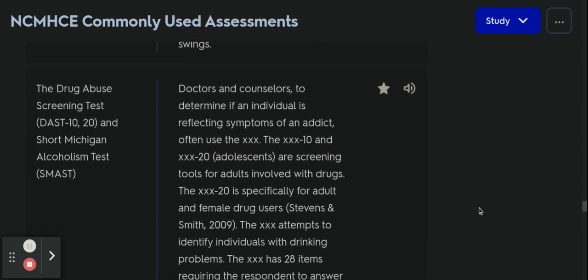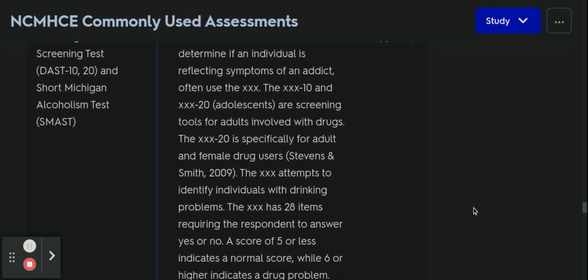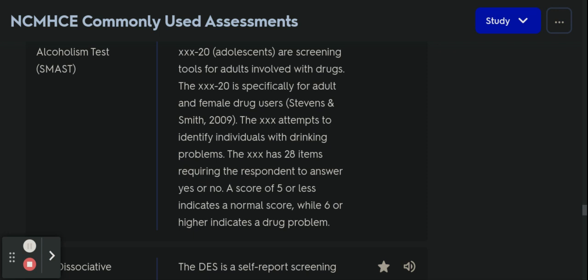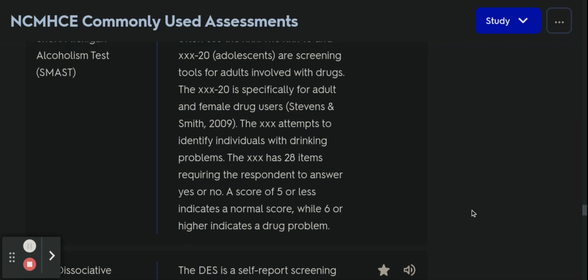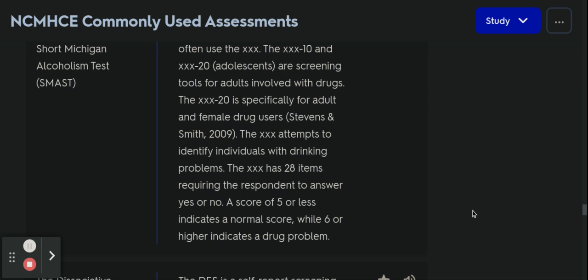The Drug Abuse Screening Test, DAST-10, 20, and the Short Michigan Alcoholism Test, SMAST. Doctors and counselors often use the Drug Abuse Screening Test, DAST, and the Short Michigan Alcoholism Test, SMAST, to determine if an individual is reflecting symptoms of an addict, for adults involved with drugs, specifically adult and female drug users. It attempts to identify individuals with drinking problems. It has 28 items requiring the respondent to answer yes or no. A score of 5 or less indicates a normal score, while 6 or higher indicates a drug problem.